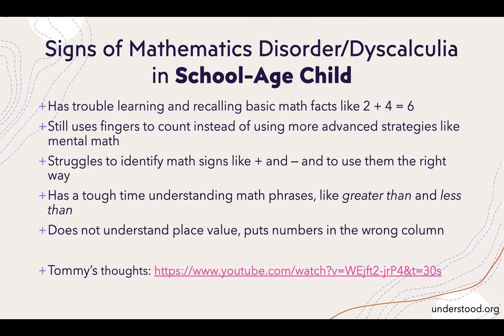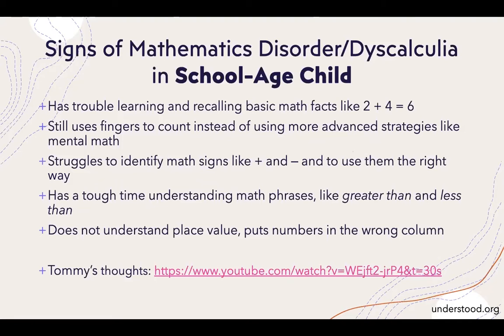Other signs for school-age children. So having students who have trouble learning and recalling basic math facts. For instance, 2 + 4 = 6 is something that we would expect a school-age child to know right off the bat, to have a really quick understanding and recall with those basic math facts. When students in this age range are still using their fingers to count instead of using more advanced strategies like mental math.